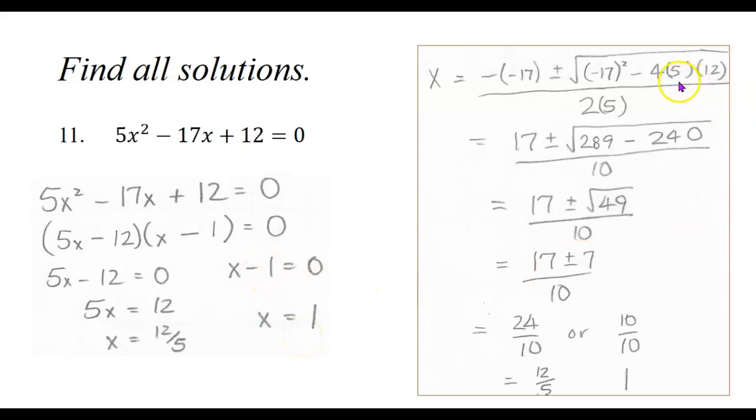It would also be possible to solve this using the quadratic formula. You would plug in 5 for A, negative 17 for B, and 12 for C. And you would get 17 plus or minus the square root of 49 all over 10. And since the square root of 49 is 7, when you do the plus, you get 24 over 10, which is 12 over 5. And when you do the minus, you get 10 over 10, which is 1. So you can do it either way.